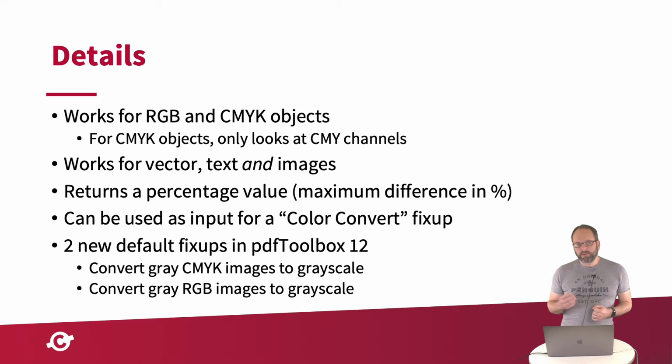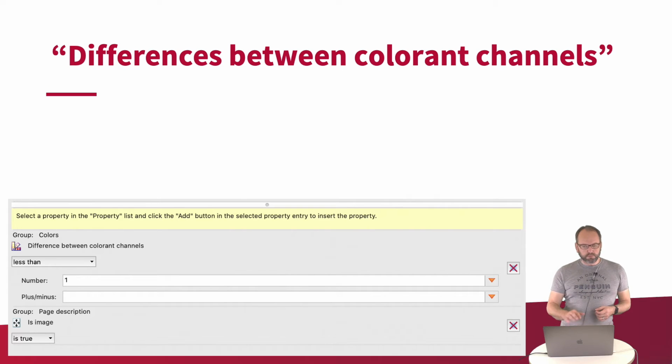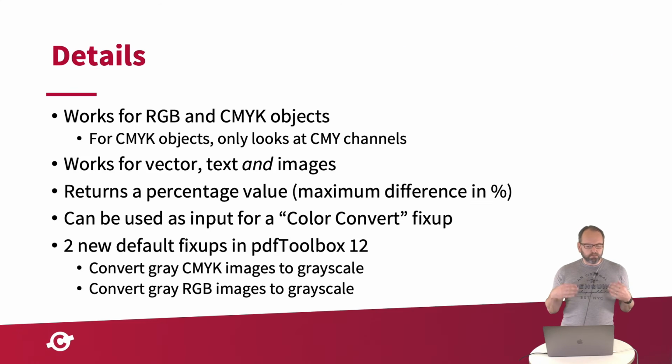It doesn't only work for images. It also works for vector and text. But like I said, the major application of this would be images in all likelihood. And it returns a percentage value. So if I return to this condition for a second, the number that you see there, I have set it to less than 1. What that actually means is that the maximum difference between the different colorants in that image should be lower than 1%.